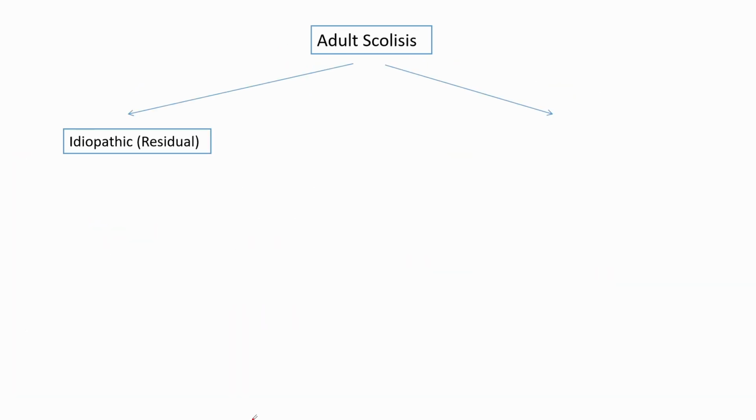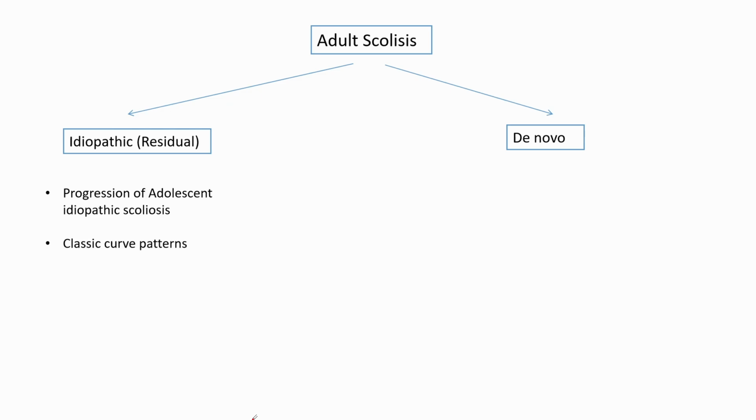Adult scoliosis can be divided as idiopathic or residual scoliosis, or scoliosis which has developed de novo. Idiopathic or residual scoliosis is a progression of adolescent idiopathic scoliosis. This has classic curve patterns as seen in adolescent idiopathic scoliosis. More segments are usually involved, and it involves both thoracic and lumbar segments, more commonly seen in thoracic segments, and the curve magnitude is larger.